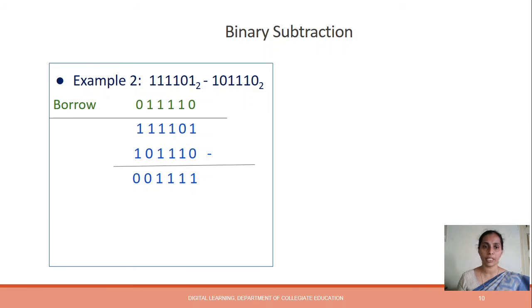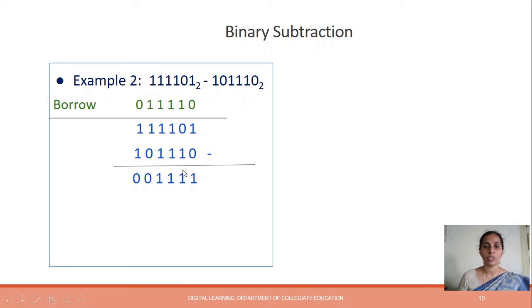An example for binary subtraction. The first number for subtraction is 1 1 1 1 0 1 minus 1 0 1 1 1 0. So start from the rightmost end. 1 minus 0, we know it is 1, there is no borrow. 0 minus 1 we cannot perform if we do not have a borrow. So we need to borrow a 1 from the adjacent position. From here we have to take a 1 and make this 1 0. So after taking this 1 as borrow, it will be 0 here, and here it will be 1 0.